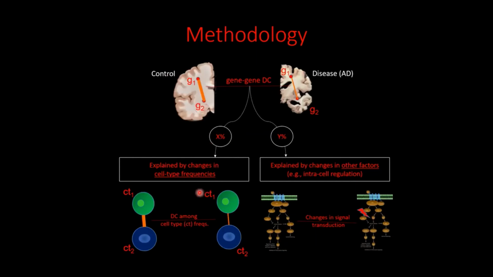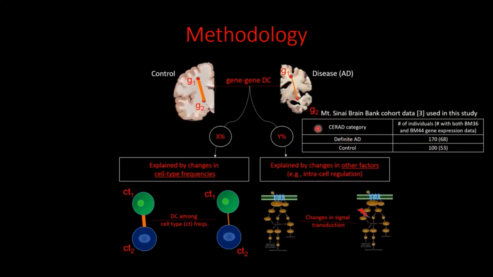So just because the cell type frequencies vary between control and disease, there could be a differential correlation observed. We'd like to identify these changes separately from changes due to other factors, which could be internal regulation of the gene pairs, which leads to disease progression.